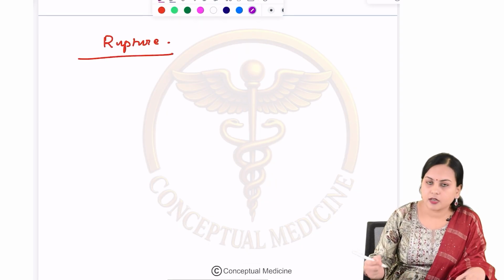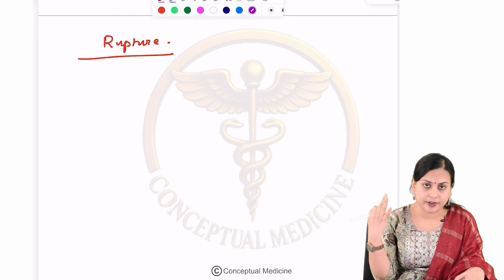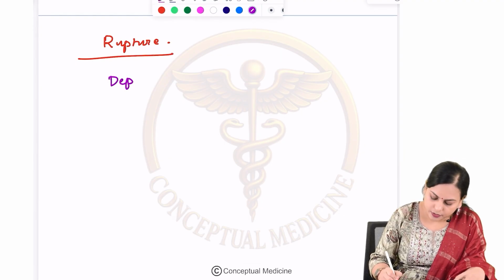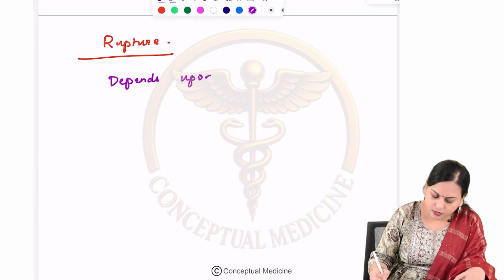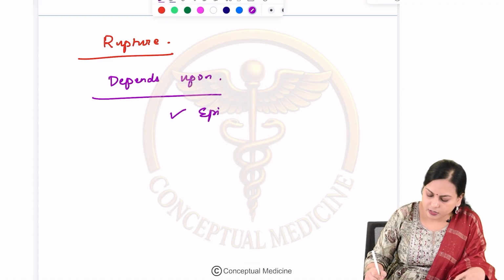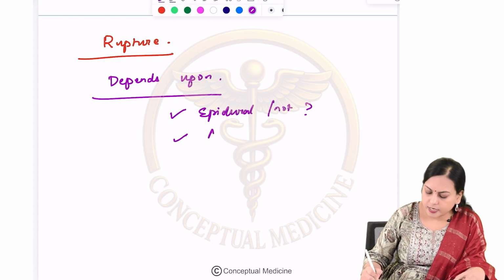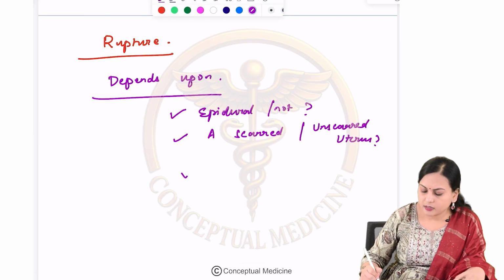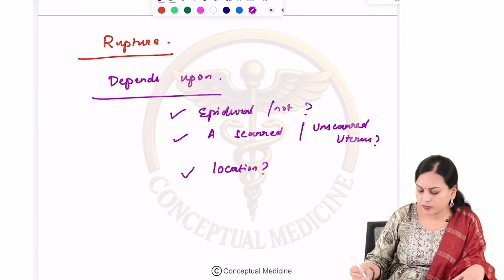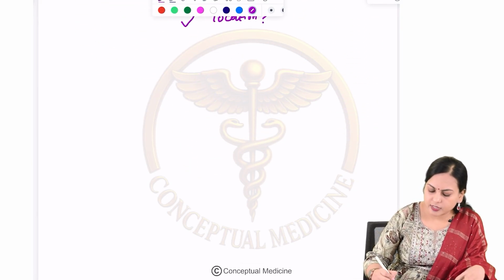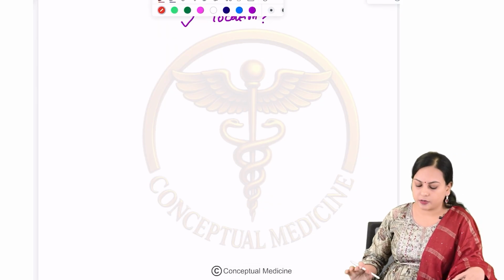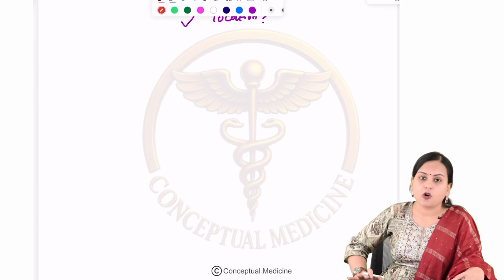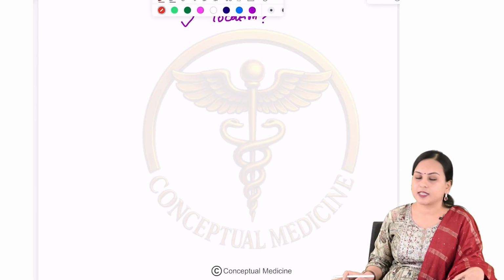See, presentation of rupture in the mother depends upon 3 factors, okay. So, it depends upon whether the woman received epidural or not, okay. Then whether it is a scarred uterus or unscarred uterus, and where is the location of rupture. Okay. Now we will see the difference in presentation of rupture uterus in a scarred uterus and an unscarred uterus.